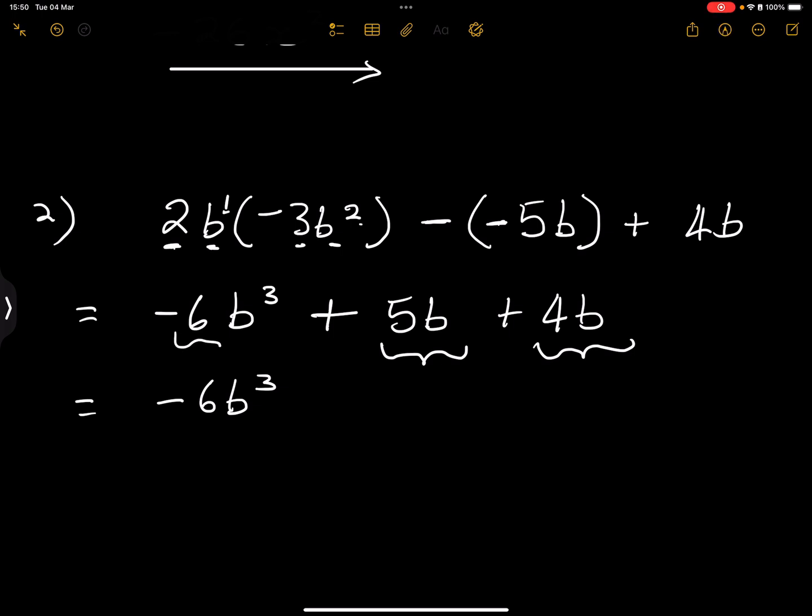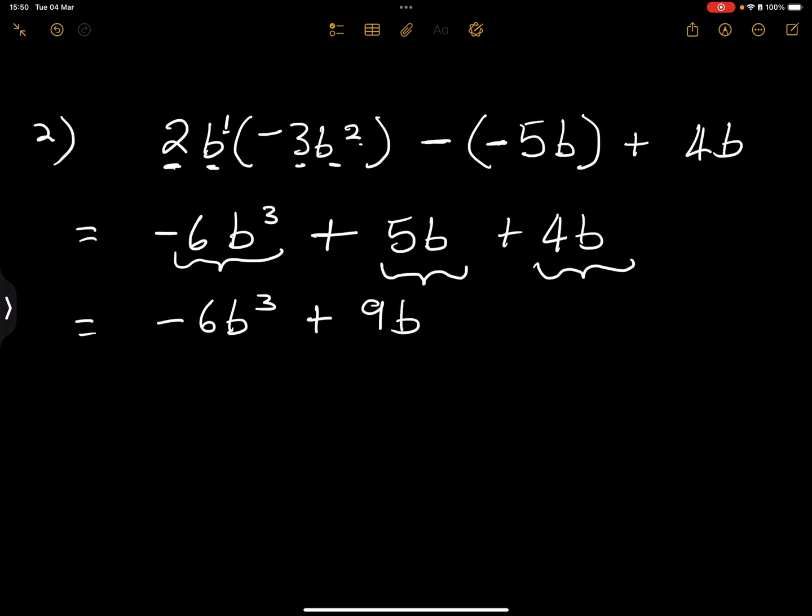This one does not have a mate. It doesn't have, in this case, a like term, right? So we've got these two. We've got 5b plus 4b, both of them positive. We said if signs are the same, we add and we keep the sign. So this will be plus 9b. Right, I hope that makes sense, ladies and gents.